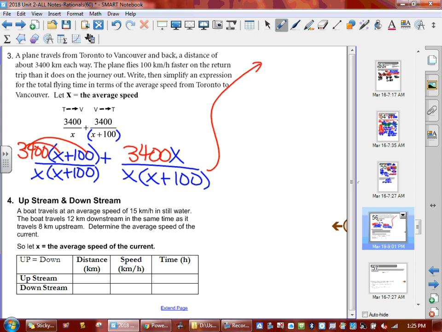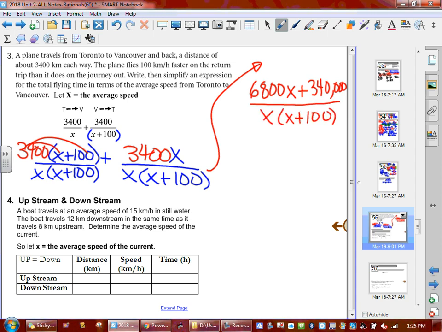So, this is going to give us 3400x plus 3400x. Because this guy's going to be a 3400x, so we have to add them together. So we're going to get 6800x plus 340,000 all over x plus 1. Okay, that's all it is. And then we put our non-permissibles. X cannot be 0 or negative 100, and then we put the restriction. X has to be greater than 0.